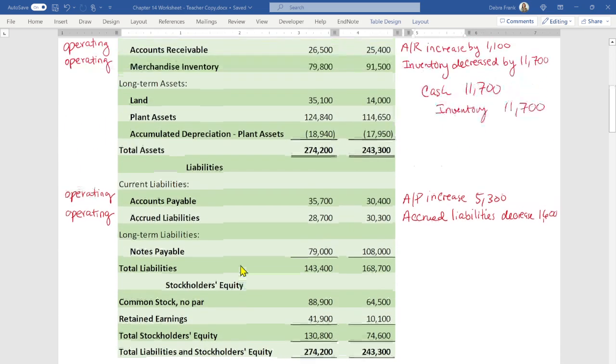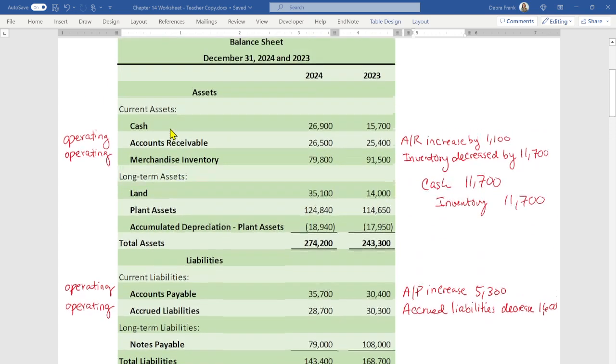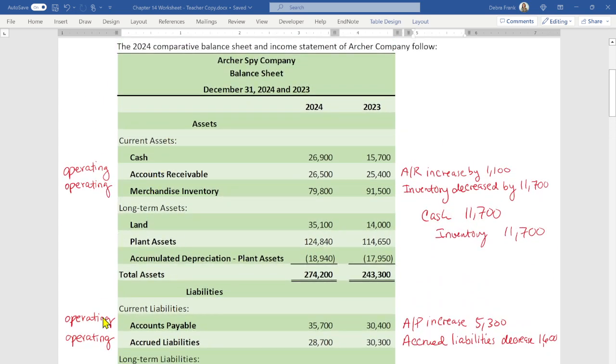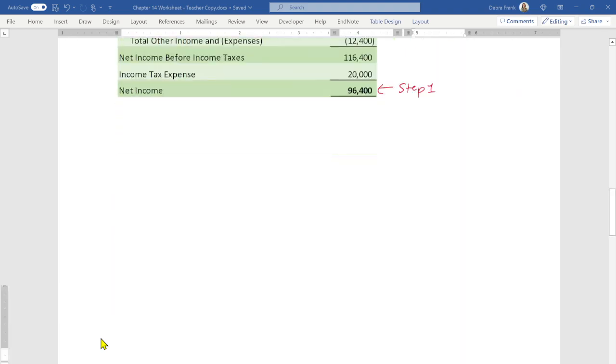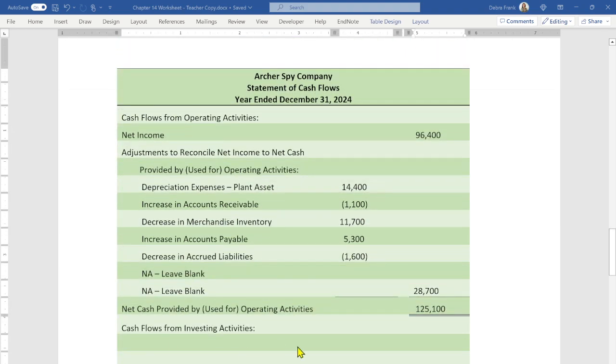And then step 3 was now to go and look at the balance sheet and analyze the current assets and current liabilities, which we did. And we went ahead and put them all here. So this section right here, from increase to decrease, this would have been step 3. All right, so those were our 3 steps for the operating section of the statement of cash flows.